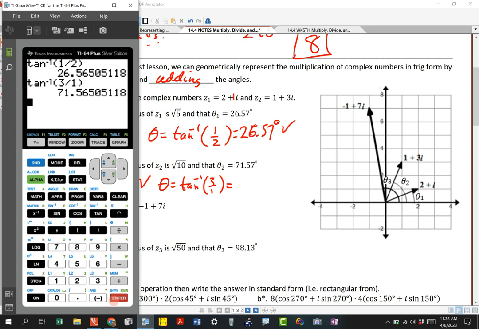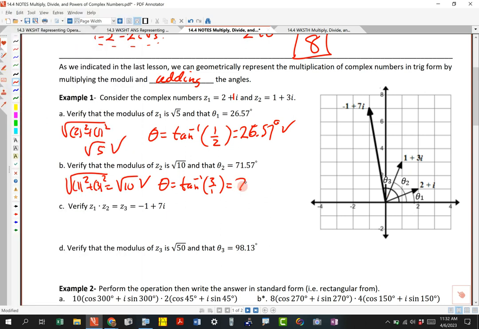Yeah. Okay, verified? I verified it. It's kind of interesting that it works out that the decimal portion of both of these is the same. Maybe coincidence. I'm not sure why that happened. Okay, but I got 71.57 degrees, so I verified this one. And I verified that if we take the 1 and square it and the 3 and square it, I get 1 plus 9, so I get radical 10. So both of those check out.